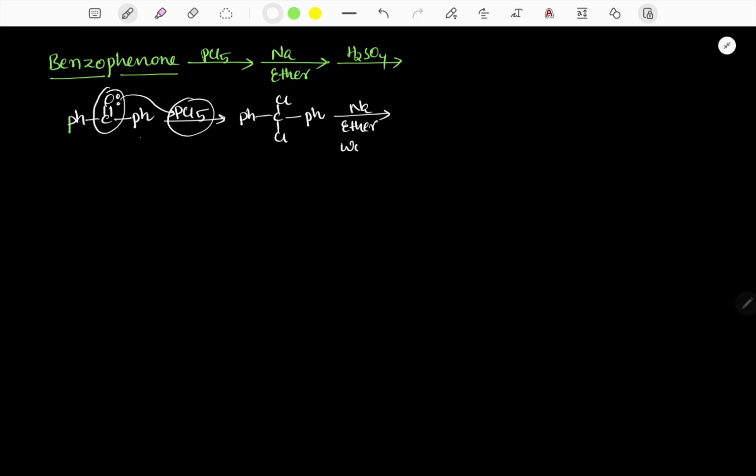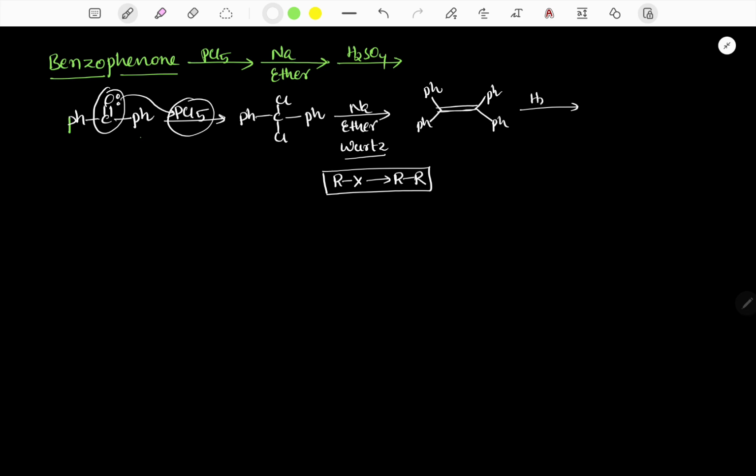It is treated with sodium and ether. So this is a Wurtz-type reaction. The basic Wurtz reaction is when an alkyl halide is treated with sodium, it undergoes dimerization and gives the corresponding alkane. Similarly in this case, because of two chlorines, first a Wurtz reaction, again a Wurtz reaction. So two Wurtz reactions take place, and finally we get the corresponding alkene.